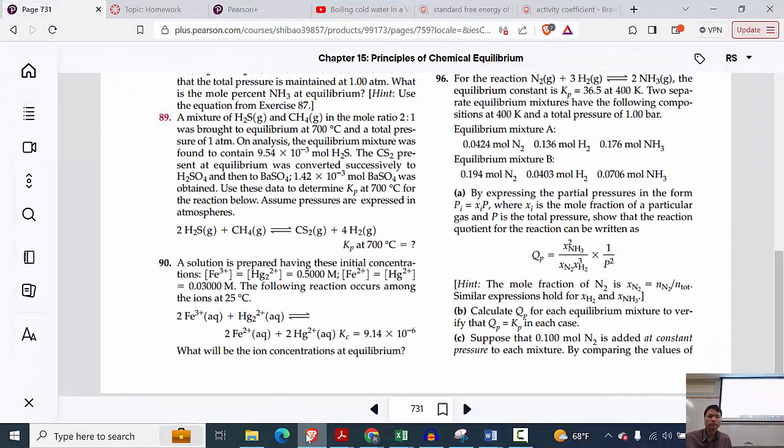So let's take a look at a particular problem. Let's look at number 90 here. A solution is prepared having these initial concentrations. The iron 3 and the mercury 1 are at half a molar to 4 sig figs. The iron 2 and the mercury 2 are at 0.03 molar to 4 sig figs. The following reaction occurs among ions at 25 degrees C. So this is our Kc at 25 degrees C.